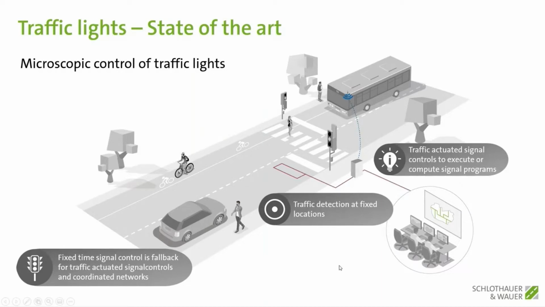Then to be traffic actuated, you need detectors, of course, and most of the time those detectors are at fixed locations, like induction loops, cameras, CCTV, radar, and so on. You measure the traffic at a specific point in your network, and this is all you have. Next to that, you have traffic actuated signal controls, which means that you interact with some kind of a plan where you do some green time distribution, phase changes, and so on. But you can also recompute the whole signal programs just to adapt fully to the current traffic scenario. This is state of the art right now.